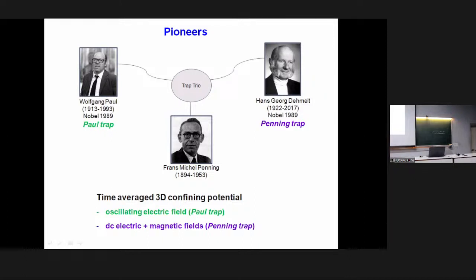And for Paul, he used an oscillating electric field, like an AC electric field. I'll come into a little detail of that. And Penning used a DC electric field plus a magnetic field. And why that is the case, I will explain. That's how these two different types of traps are named as two different categories, Paul trap and Penning trap. But the basic point is that both of them use some electrodynamic force. One is an AC electric field, another is a DC electric field plus a magnetic field.